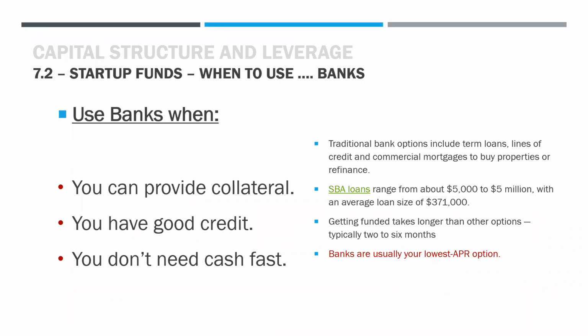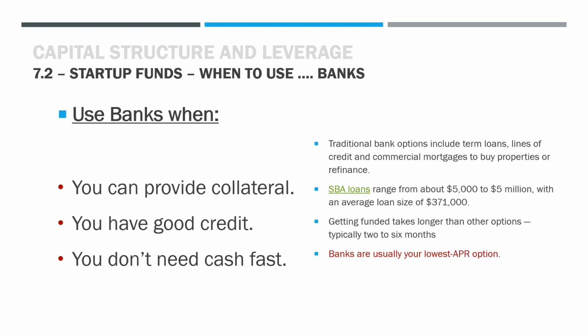So when to use banks? You want to use banks when you can provide collateral, you have good credit, and there's no rush to getting your cash. You don't need cash tomorrow. So some of the options from traditional banks and credit unions: term loans, 10 to 15-year loans, lines of credit, commercial mortgages. Generally, a commercial mortgage is going to have a little bit higher of an interest rate than a private residence.